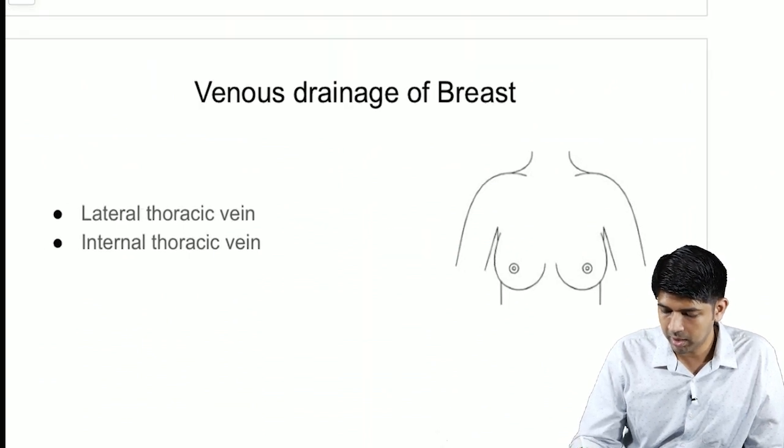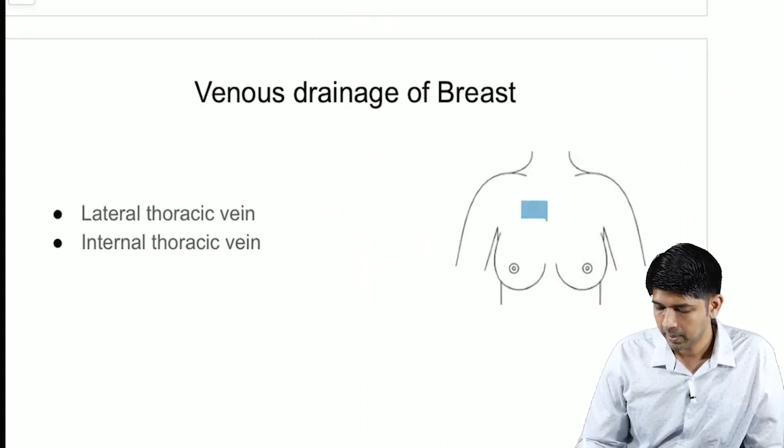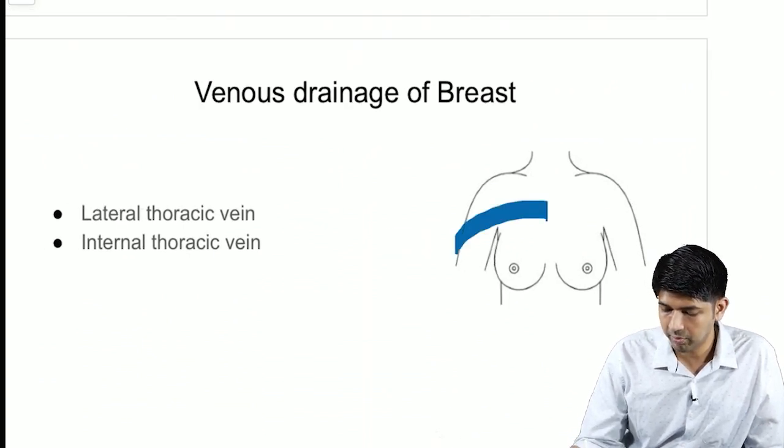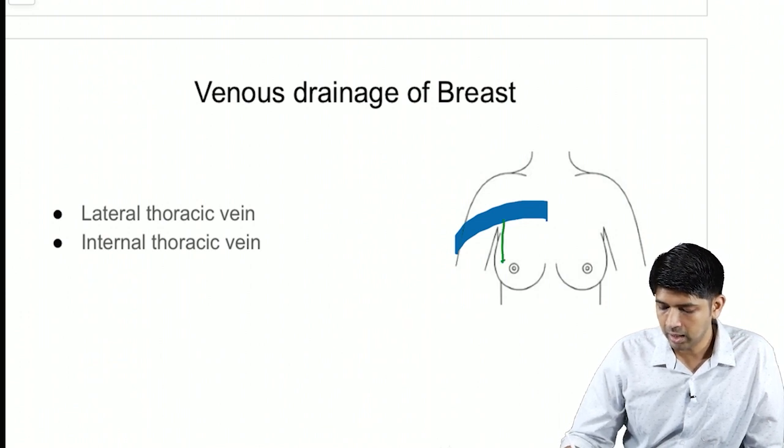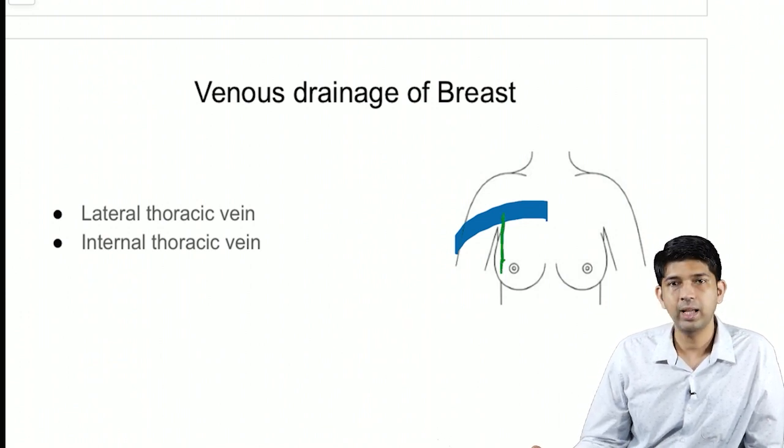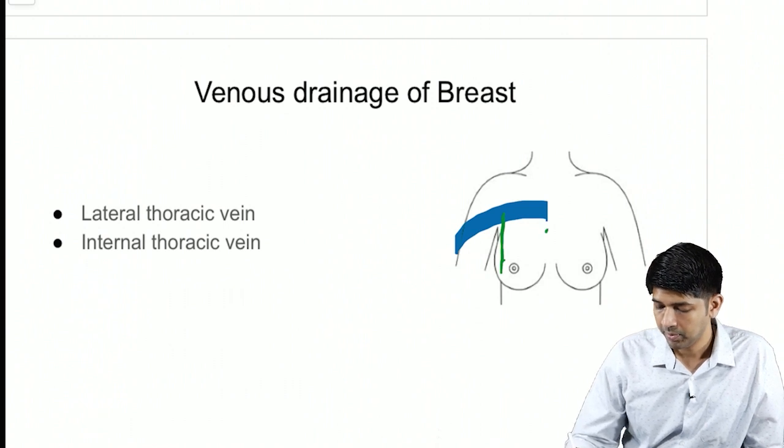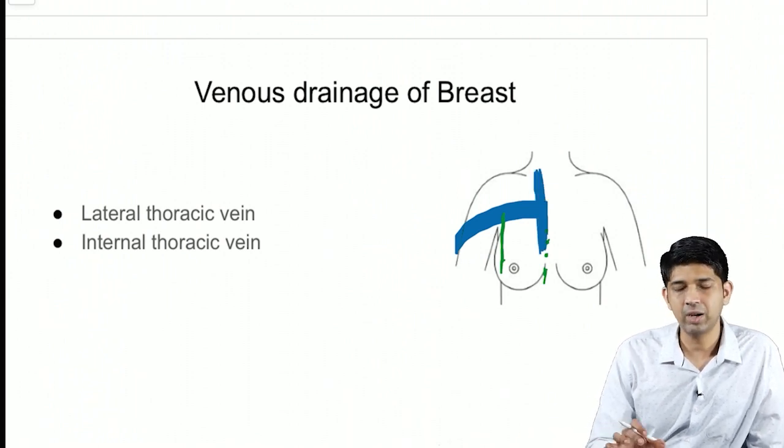Now something similar is with the venous drainage. Again, you're going to have the axillary vein. The lateral thoracic vein drains directly into the internal thoracic vein, and the internal mammary vein drains into the subclavian vein. Okay, so this is the venous drainage of the breast.